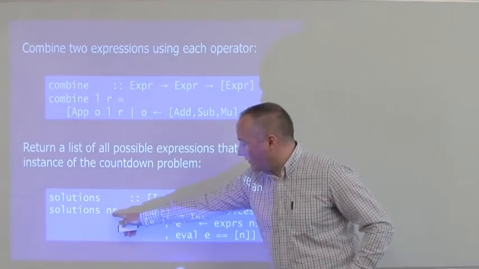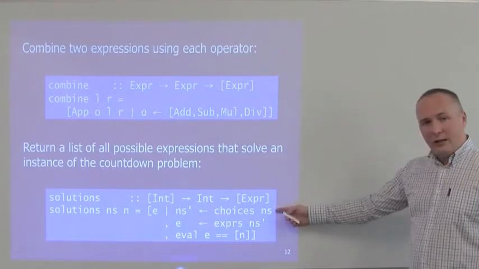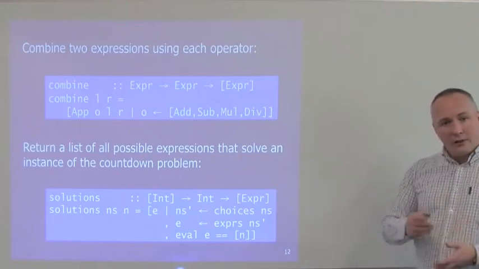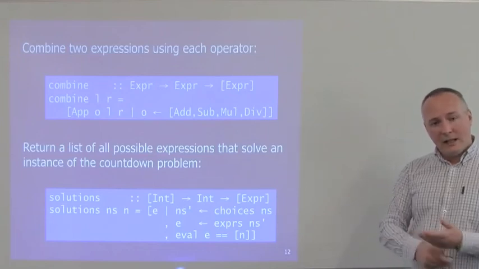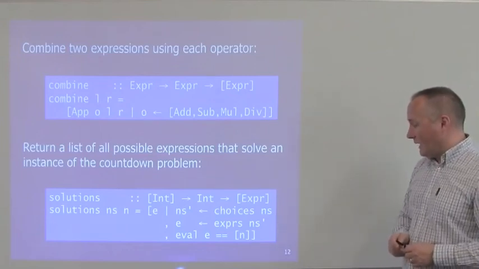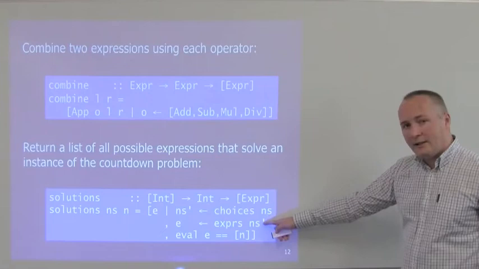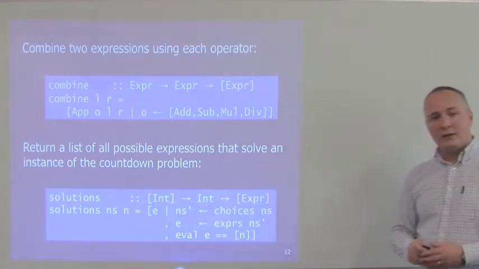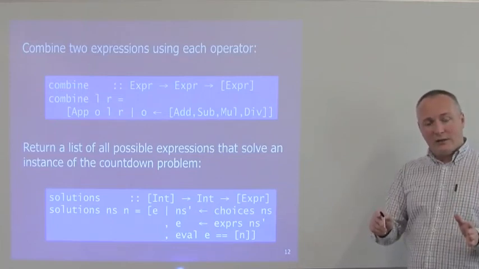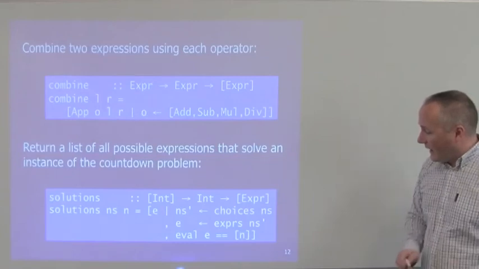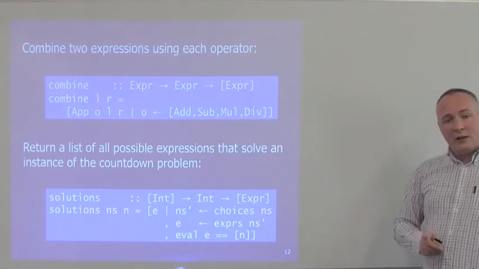Well, suppose we're given a list of numbers ns and a target number n. What we'll first of all do is use our choices function to select all possible ways of selecting 0 or more numbers from the 6 numbers that we're given. So all possible permutations of selecting any number of numbers that we like. Then we'll use our expressions function to take each choice list and generate all possible expressions whose values are exactly that list in the precise order in which it's given. Okay? And then we'll do a test at the end. We'll check if evaluating the expression gives exactly the target number that we're looking for.